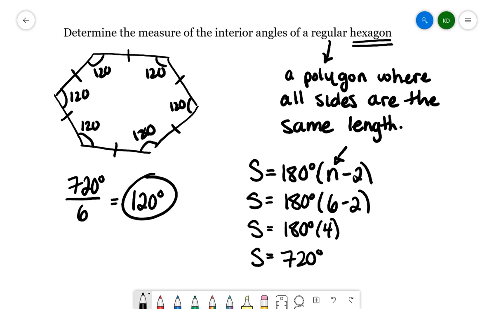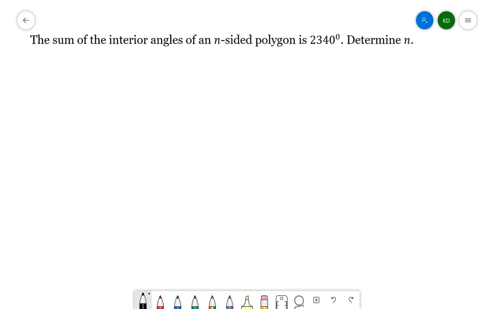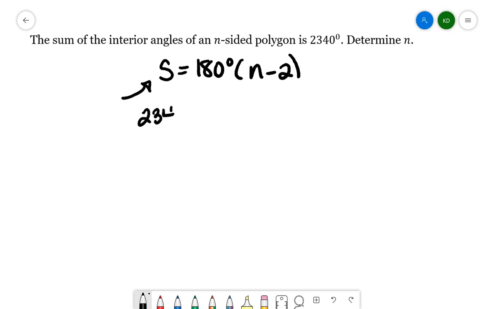Let's try another example. The sum of the interior angles of an n-sided polygon is 2,340 degrees. Determine n. Now I know what the sum is, and I need to know how many sides the polygon has. Let's figure this out. So again, start with our formula. S equals 180 degrees times n minus 2. In this case, I've now been given an S value. So let's plug that in.